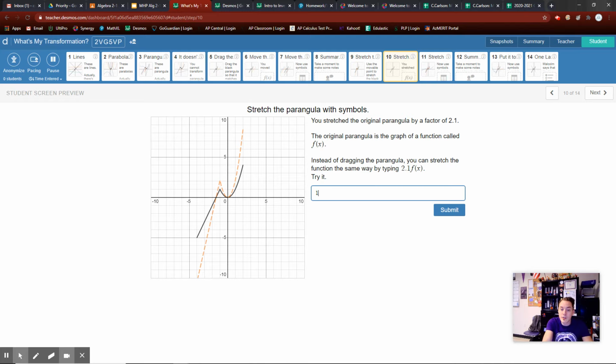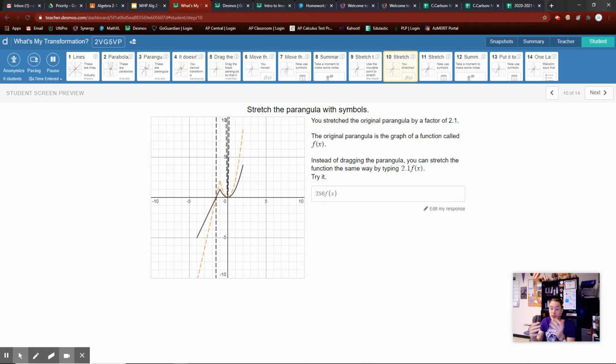And then what if I do 256 times f of x? Look at that. It just stretched up like stretchy pants. I mean, yoga pants all around. I'm telling you. Okay? So it's really interesting to see how this works when you're stretching any graph. Now we're just using what we call a parangula, but it's really any graph. You can shift it, change it, move it however you want. You can do it with parabolas, absolute value functions, lines, and so forth. So it's really awesome.